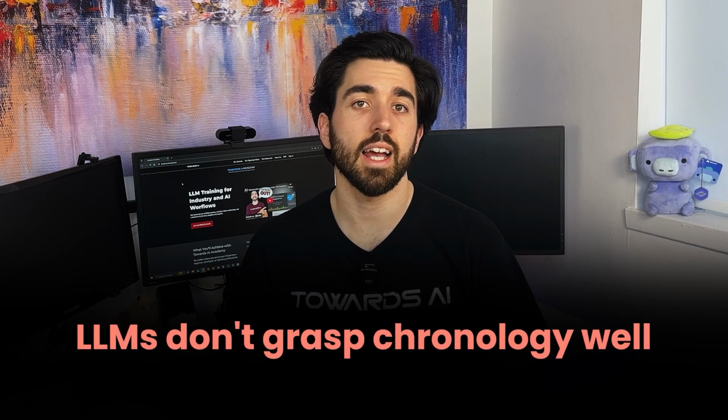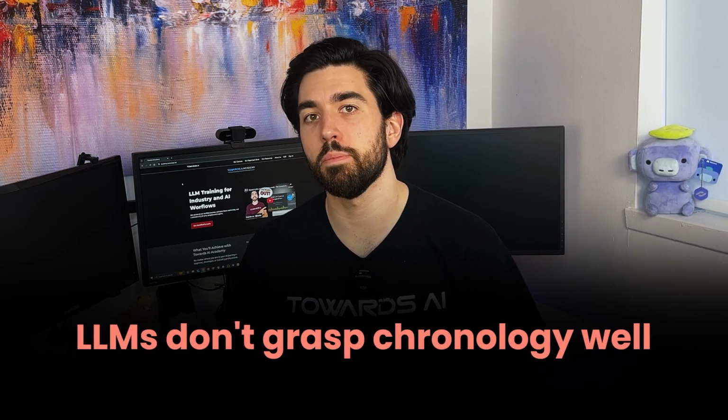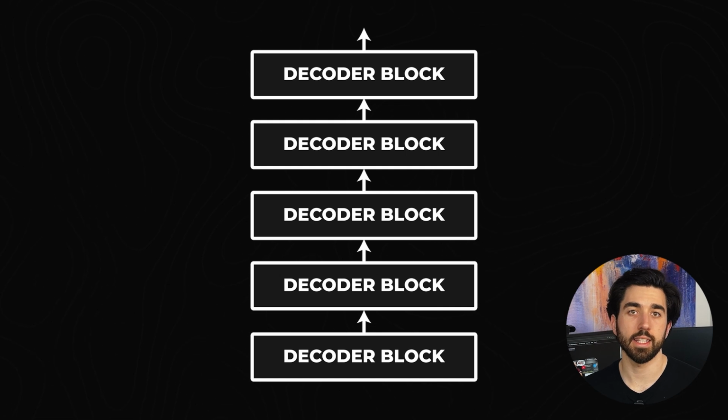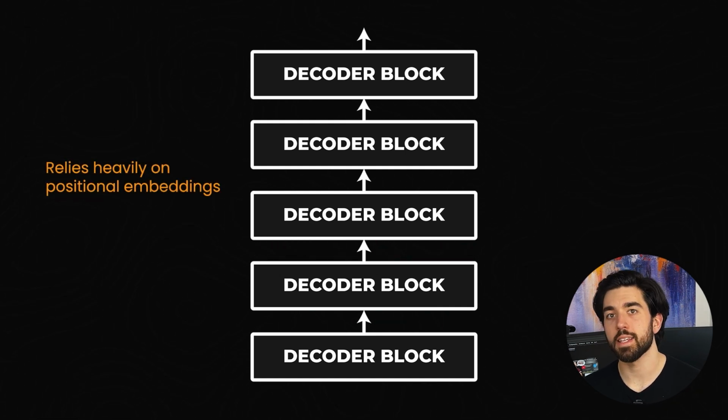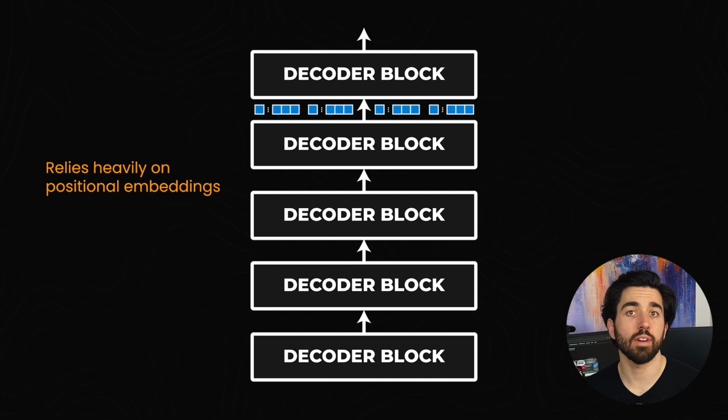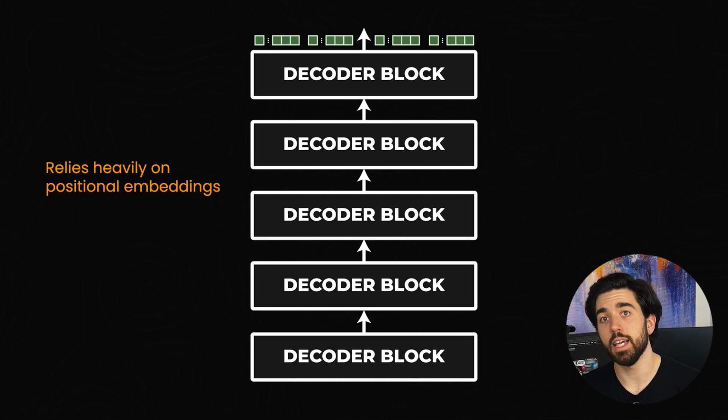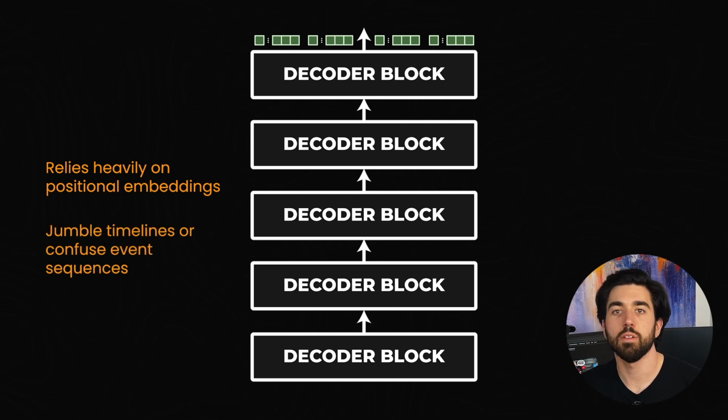Another thing is that LLMs don't grasp chronology particularly well. Transformers and the attention mechanism process information in parallel and rely heavily on positional embeddings to provide some sense of order. Yet, this is a crude substitute for a genuine understanding of time and cause and effect relationships. LLMs frequently jumble timelines or confuse event sequences, which you may have experienced already. Just try to get a good 6-month training plan for a marathon and you'll see what I mean.